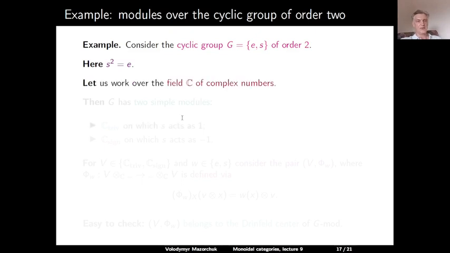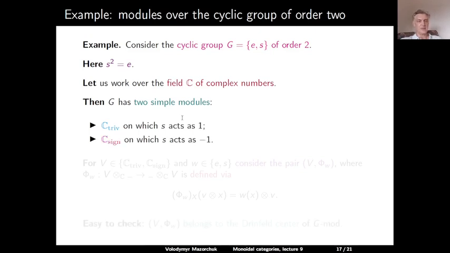Let us work over the field C of complex numbers. Then our group has two simple modules. The trivial module C-triv, on which the element S acts as the identity, and the sign module C-sign, on which the element S acts as -1.